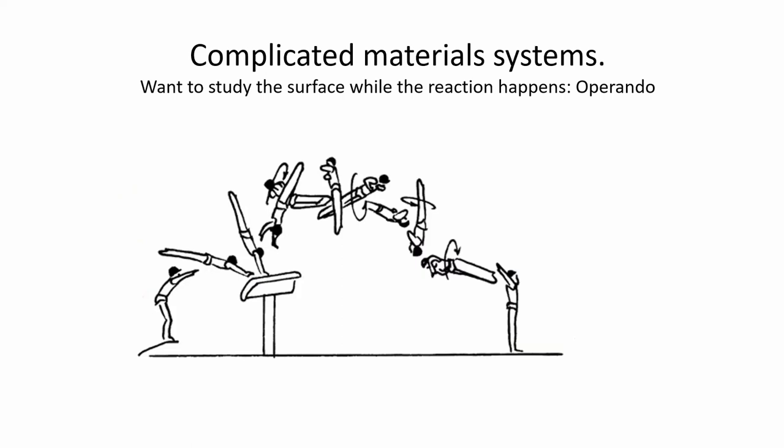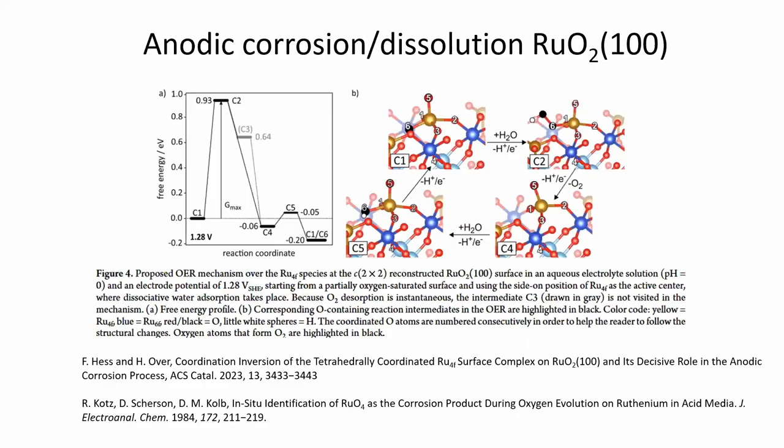What you can do is, of course, to quench and then hope that you are stable somewhere out here. So we want to study while the reaction is going on. This is more time consuming than doing a trial and error type of approach. It's not clear. But when it comes to corrosion in electrolysis in acidic media, people have come pretty far in trying to predict how this actually happens on the surface.